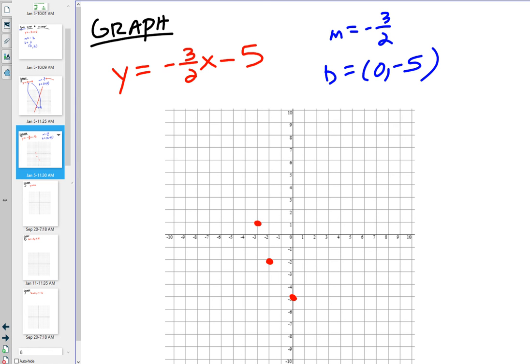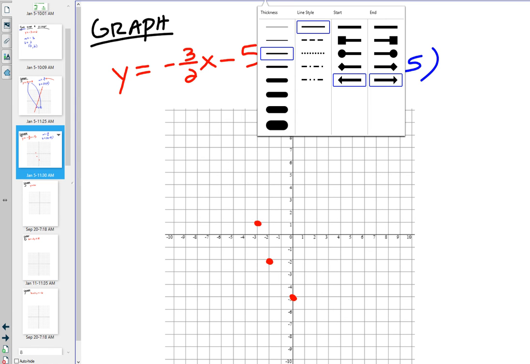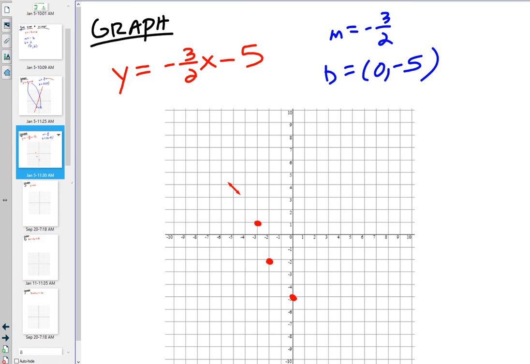Somebody asked me last period, does your line have to take up the entire graph? No, just as long as it's clearly going. Oh, wow. Perfect. I love the fact that I did. Look at that. I didn't even do that on purpose, to be honest, but I'm glad I did, because look at that. I counted wrong.